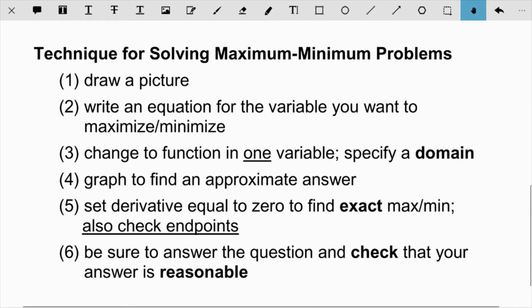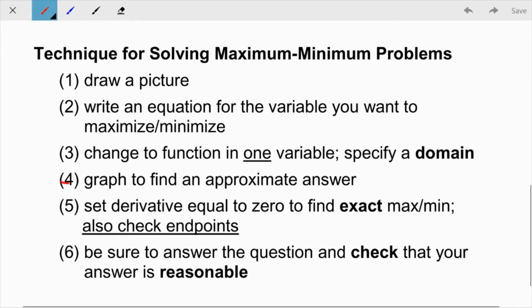If needed, we'll convert to a single variable. If you want to specify a domain at that point, if it's obvious what your domain is at that point, you can specify your domain. Step 4, we're typically not going to do, because these are typically non-calculator questions. If you have a calculator, you could definitely do step 4, but typically we won't. So then we're going to find critical points, which is what step 5 is, and then we're going to test critical points and endpoints if we have any endpoints.